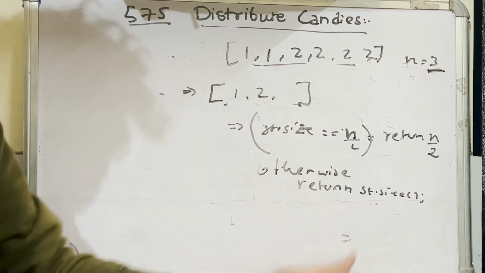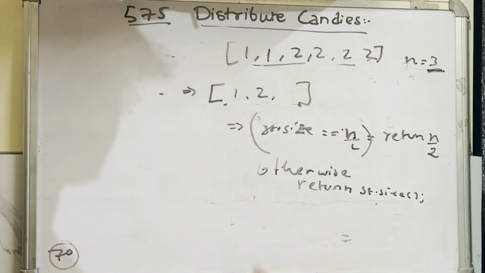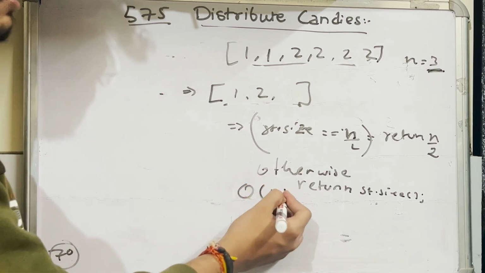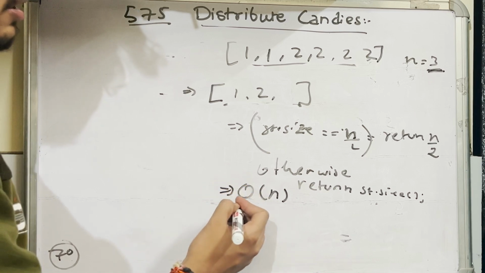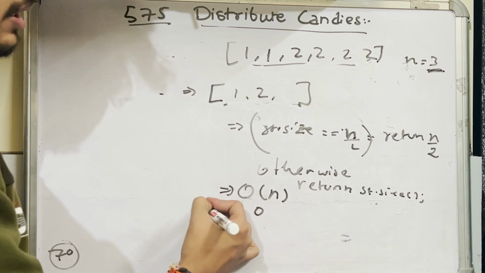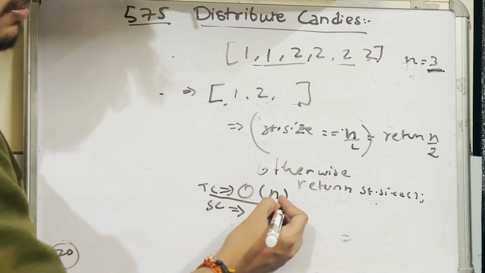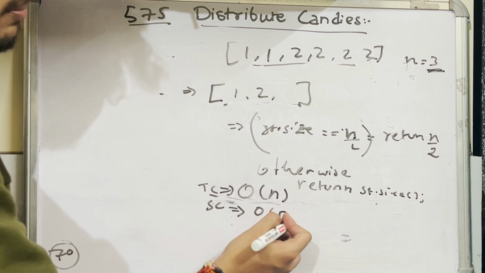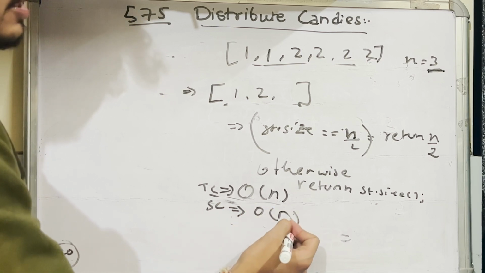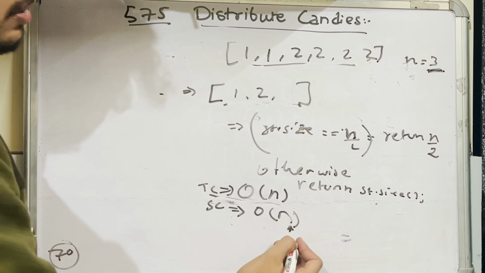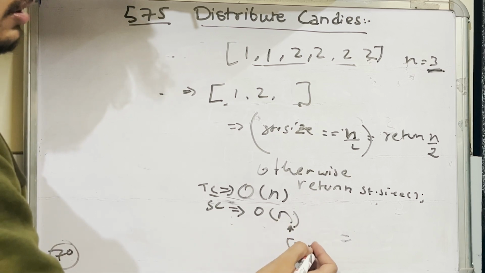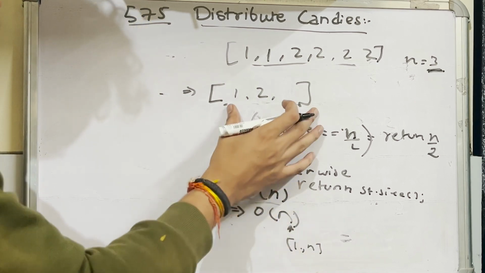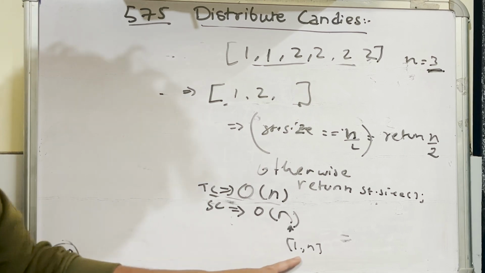She can eat only 2 types of candies. This will be your solution, where time complexity will be big O of n because you are traversing through the whole array, and the space complexity will be big O of at most n because there can be at most n different candies. It will be somewhere around 1 to n, the different types of candy. So the size of the array or the set you will use will be 1 to n.